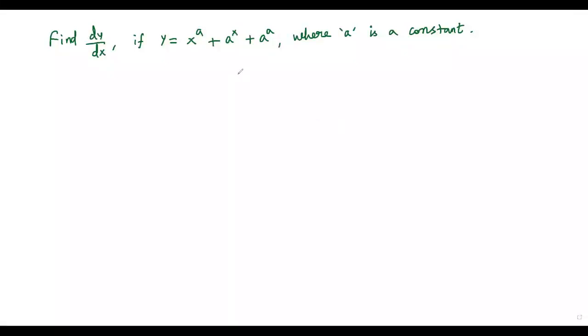Here we have a problem on derivative. Okay, let's go over the question. Find dy over dx if y equals x to the power a plus a to the power x plus a to the power a, where a is a constant.